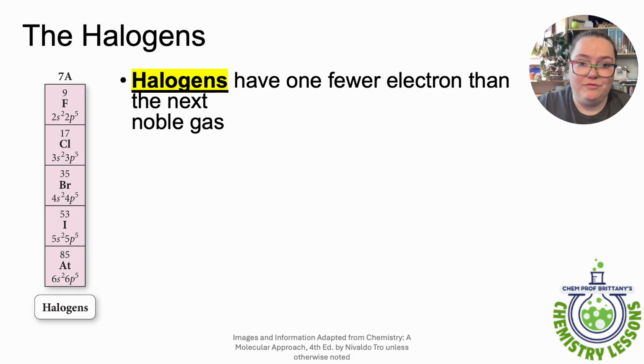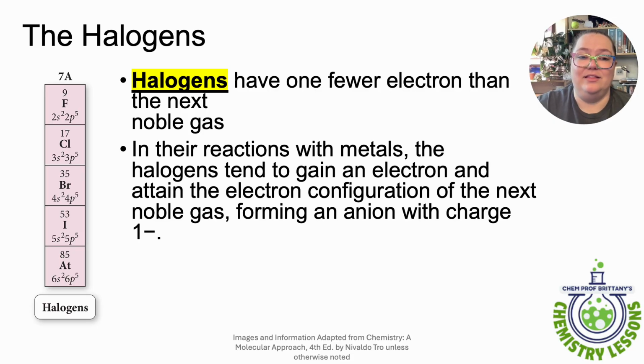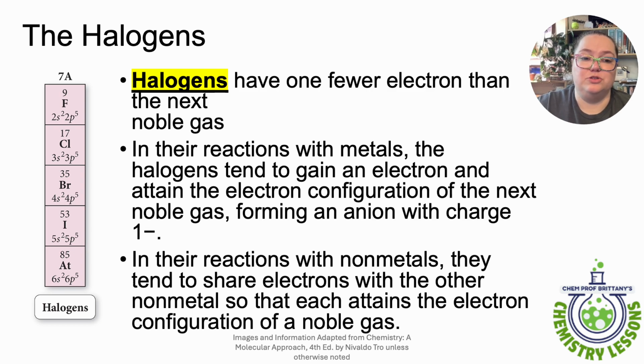Halogens have 1 fewer electron than the next noble gas. So they want to become like that noble gas. They want to gain an electron. Again, with the goal, I say goal, they don't think about it, but with the goal of becoming just like that next noble gas. So here you can see we've got 7 valence electrons. We gain an electron and become an anion to gain that stability. So in their reactions with nonmetals, they tend to share electrons so that everybody can get the electron configuration of noble gases.